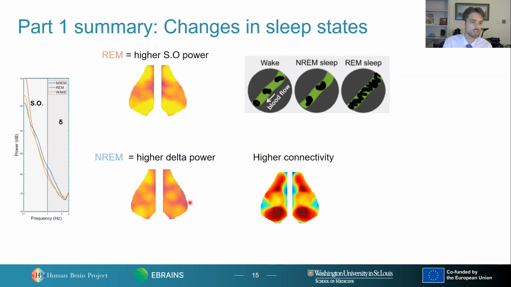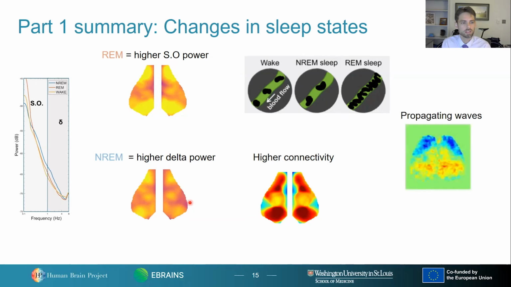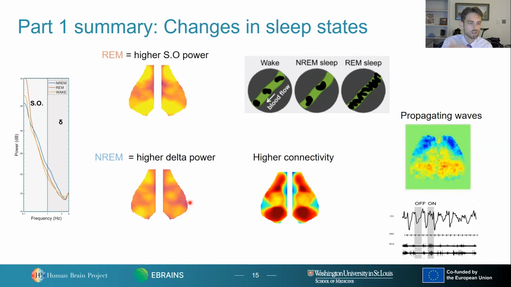And this is associated with higher connectivity in the delta range. And we see these propagating front to back slow waves, delta waves, which we think is all a manifestation of what's known at the cortical level with the pyramidal neurons going up and down or off and on.